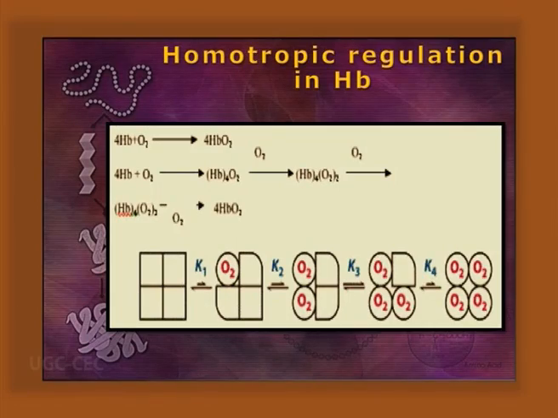Next one, allosteric regulation, either homotropic or heterotropic. Homotropic means the substrate or ligand itself acts as the effector. Suppose oxygen in hemoglobin, this is the substrate or ligand, but it also increases the affinity of the other subunits to bind with oxygen. So it is a homotropic allosteric regulator.